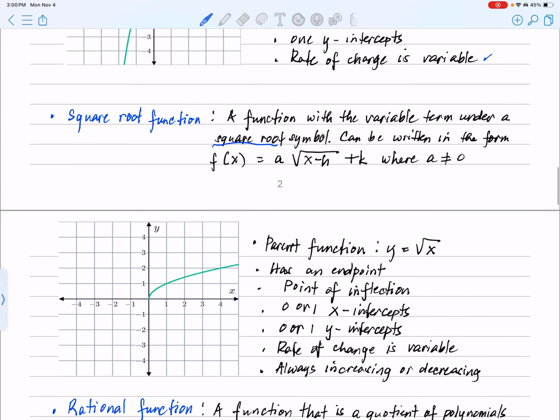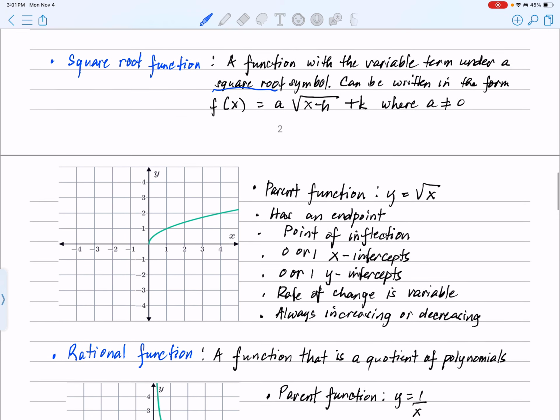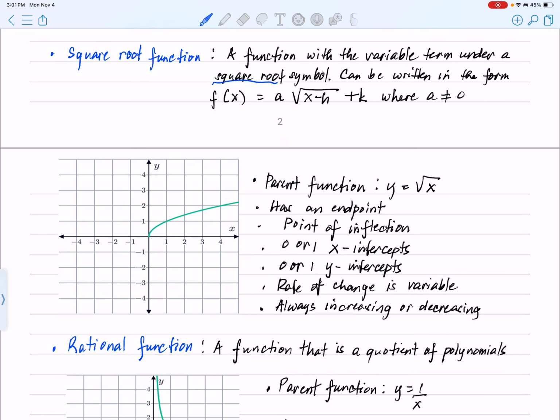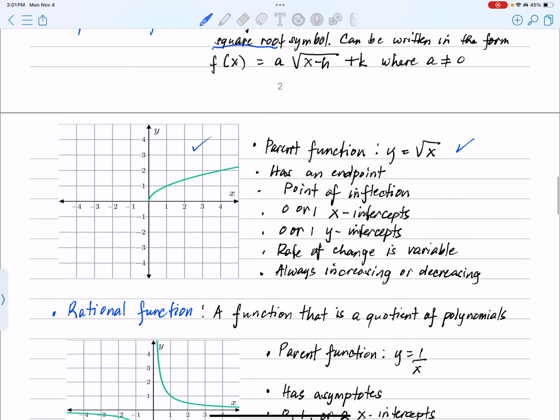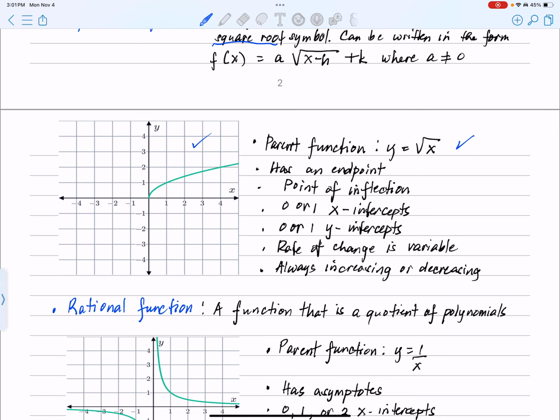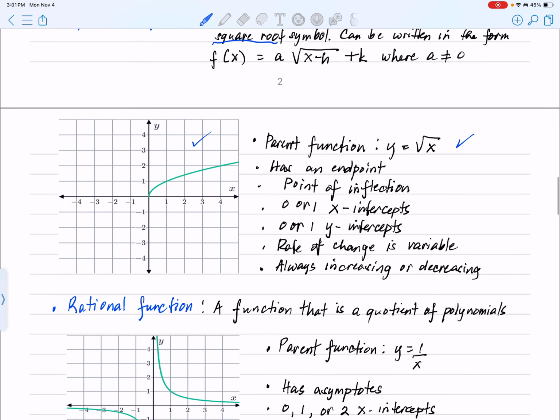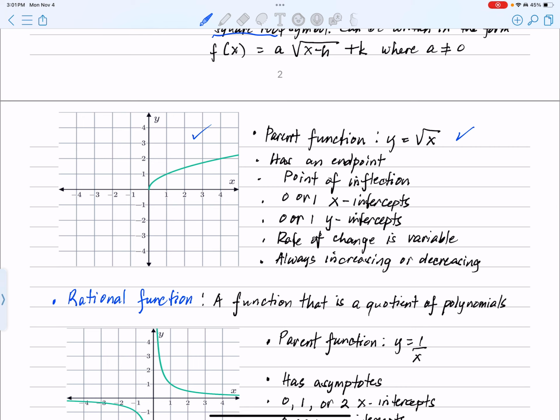And how does the graph look like? Like this on the left side. The parent function is y equals square root of x. It has an endpoint, has a point of inflection, 0 or 1 x-intercepts, 0 or 1 y-intercepts, and the rate of change is variable, always increasing or decreasing.